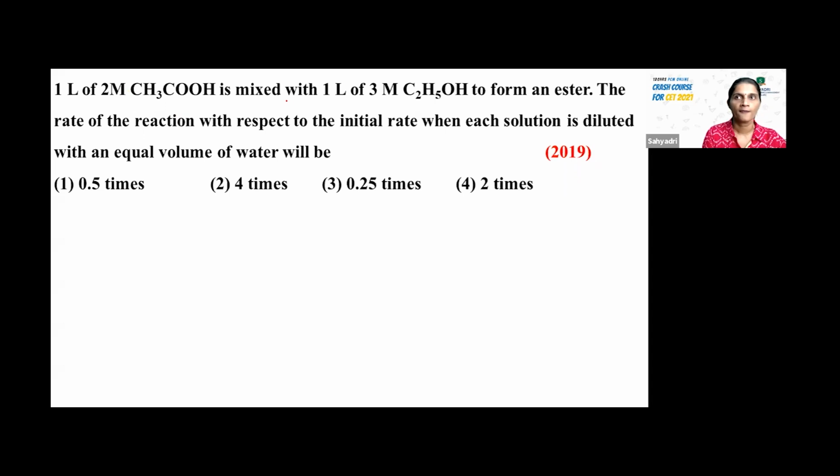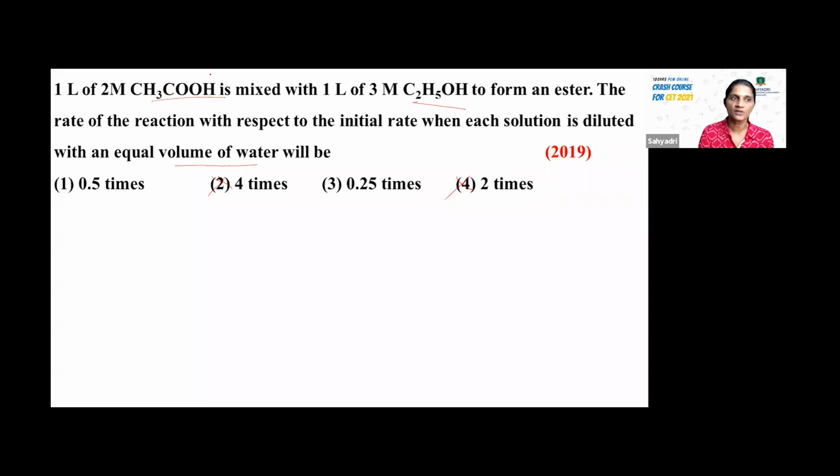How is it 0.25? See, as I mentioned, the reaction between ethyl alcohol and acetic acid, is it pseudo first order or second order reaction? It is a second order reaction, correct? Gurudat, is it 4 times? When it is diluted, equal volume of water is added means what? Concentration is decreased. When the concentration is decreased, definitely the reaction rate is going to be decreased. So I can eliminate this option and this option. Without any doubt, I will eliminate option 2 and option 4. Now we are left with 1 and 3. Clear? Now, this depends on how you take this.